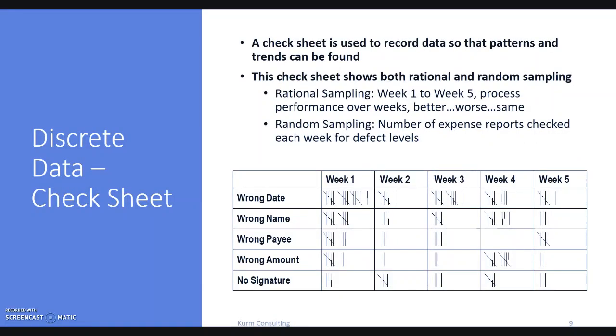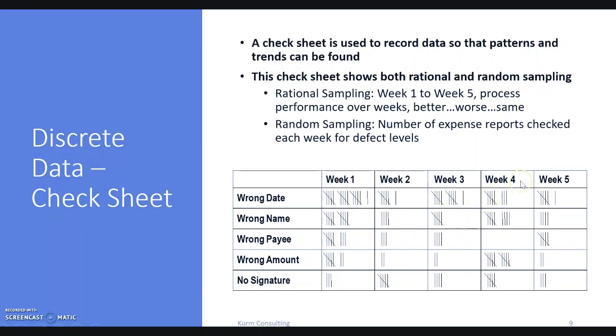Now, here's an example of a discrete data check sheet, right? So maybe you're putting in a check sheet to measure the number of errors on an invoice. In this case, they're basically just counting the number of times you have the wrong date or the wrong name or the wrong payee on the invoice. And you can see that they've tracked it from week 1 to week 2 to week 3, and they can then sum it up. They can do what they want with it, okay?